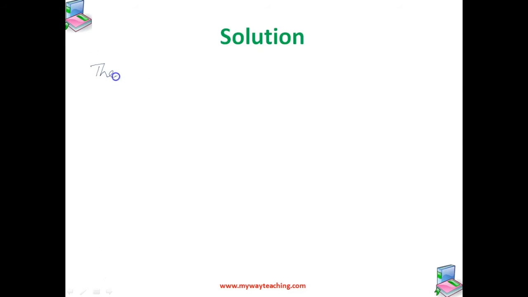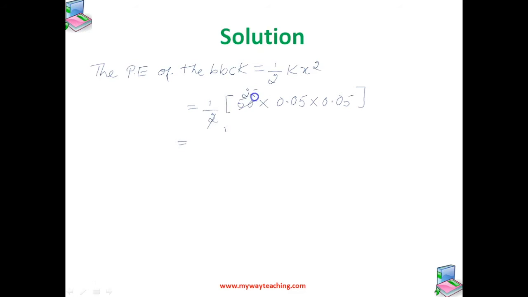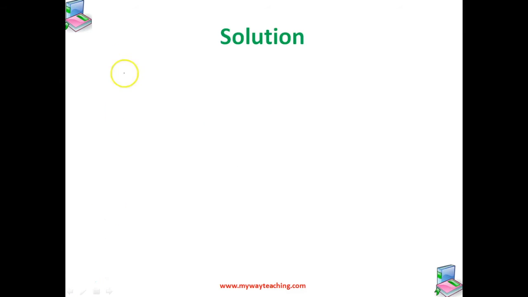And the potential energy of the block is given by half kx square. Value of k is 50, and x is 5 centimeter, in meters it is 0.05 meters. So half of 50 is 25. If you multiply 25 cross 0.05 square, we get 0.0625 joules. Then we can calculate the total energy of the block.